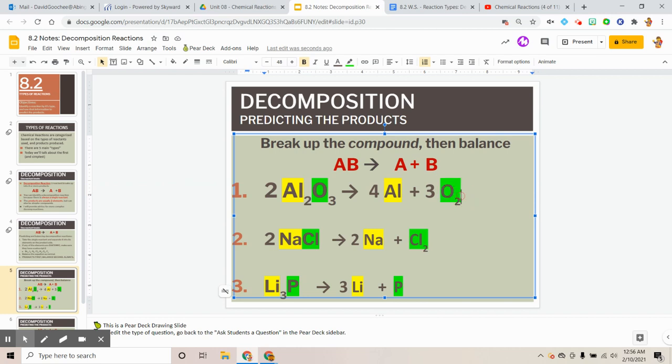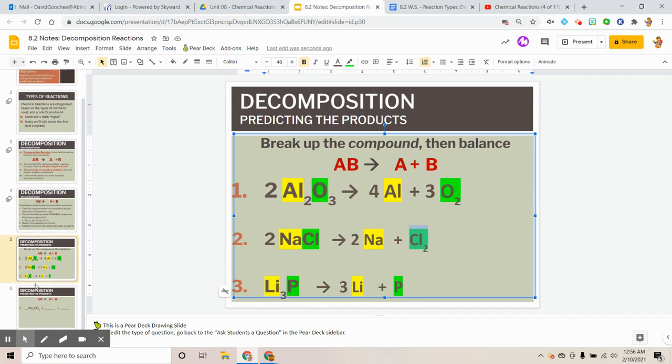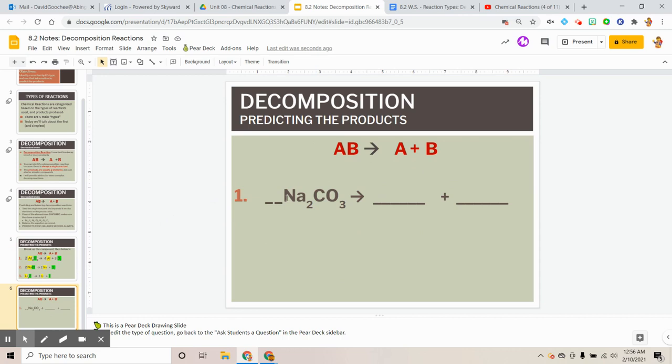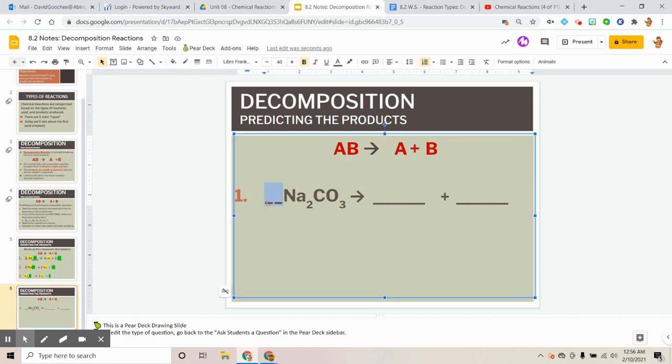And then you just got to double check to see if any of the products are also diatomic. In this case, O is diatomic, Cl is diatomic. Okay. Now, you will occasionally encounter decomposition reactions that are a bit more tricky.